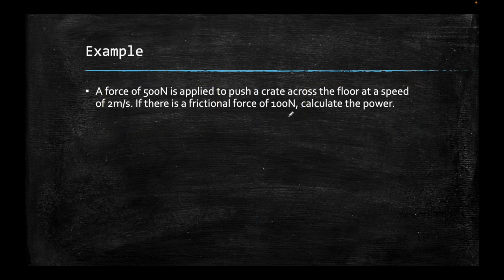Here is another example. A force of 500 newtons is applied to push a crate across a floor at a speed of 2 meters per second. We have a friction of 100 newtons. Find the power. P equals Fv. No problem. P is 500 minus 100 multiplied by 2. Why minus? Because friction is always opposite of the motion, as we've discussed previously. So 500 minus 100, and then I'm going to multiply that by 2 meters per second. I will get 800 watts.